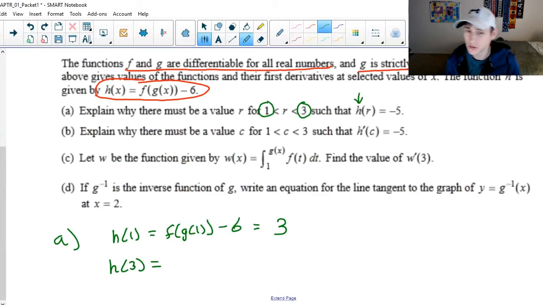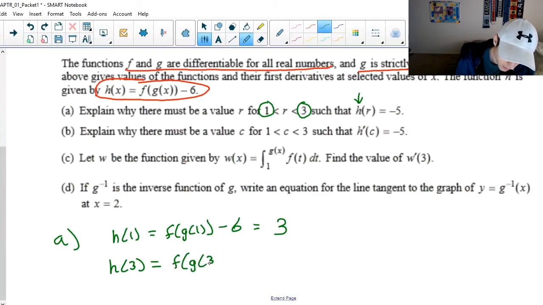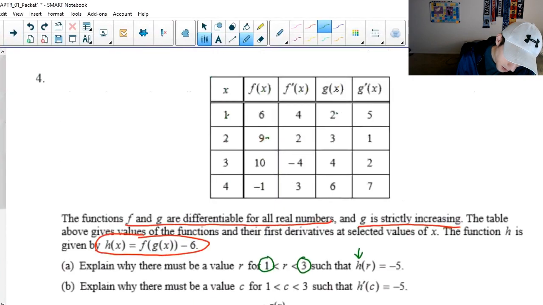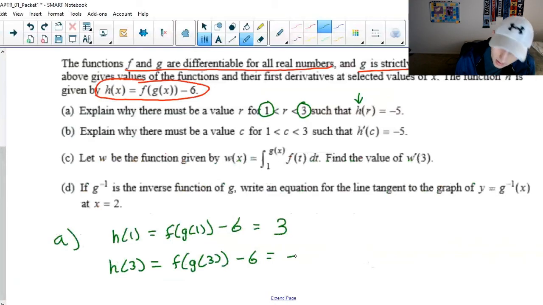Okay, and I'll also look at h of 3. So that's f of g of 3 minus 6. So g of 3 is 4. F of 4 is negative 1. Negative 1 minus 6 is negative 7.